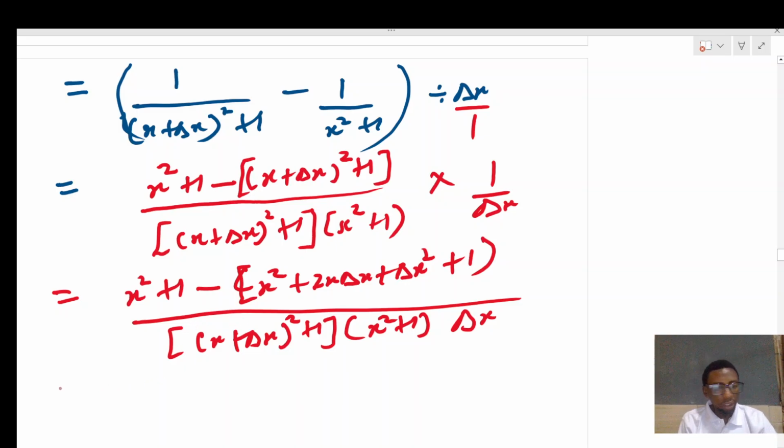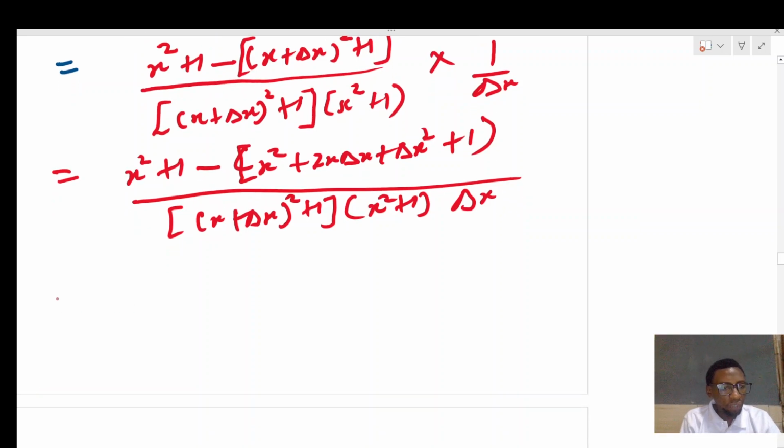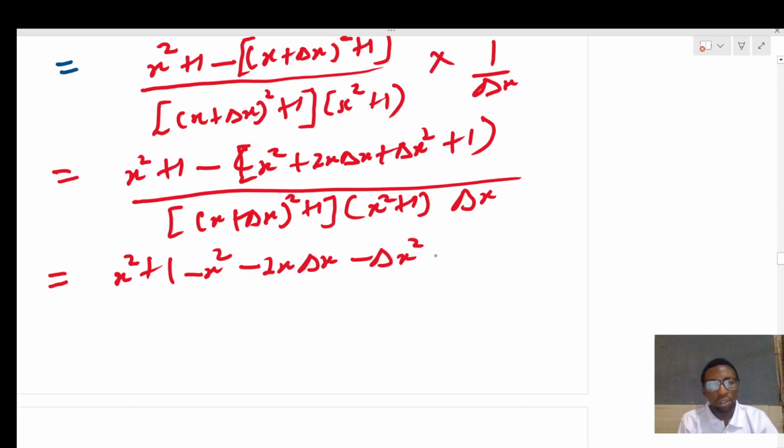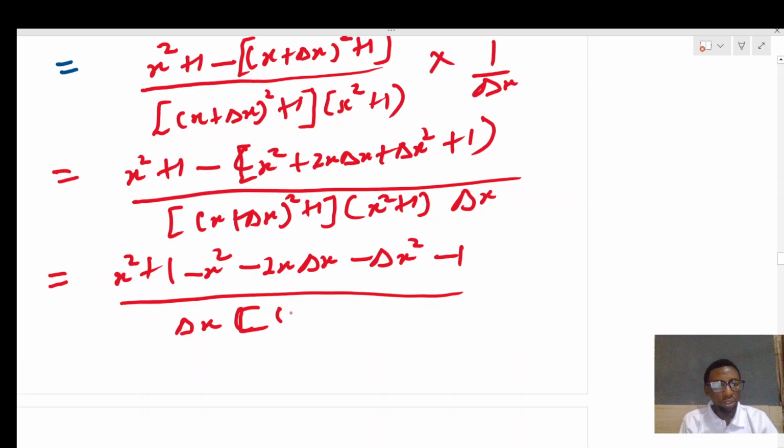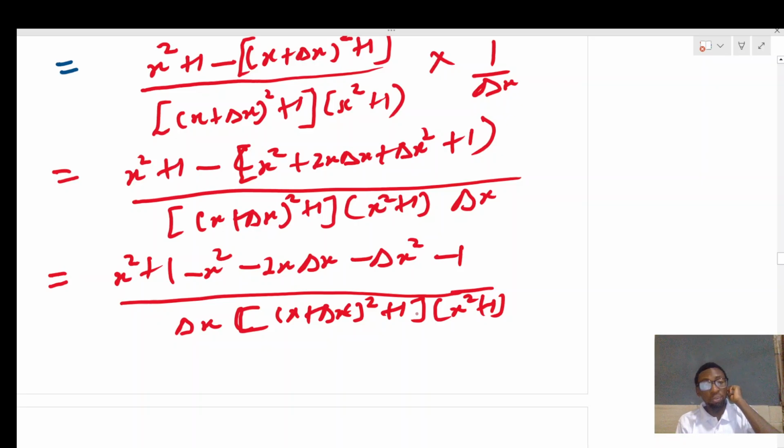So if I expand what I have in the numerator, we have x squared plus 1, and expanding, I will have minus x squared minus 2x delta x minus delta x squared, then minus 1, over delta x, square bracket x plus delta x all squared plus 1, then the bracket x squared plus 1. I have my reason for not expanding the down part. I don't want to complicate it. I expanded the up part so that I can easily cancel it.